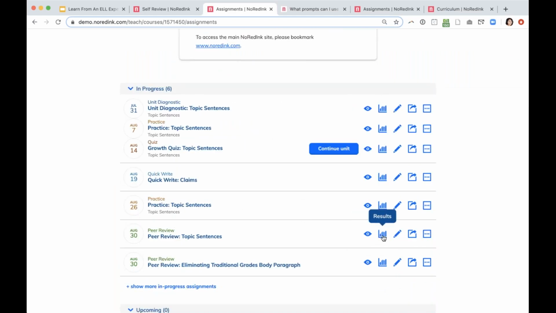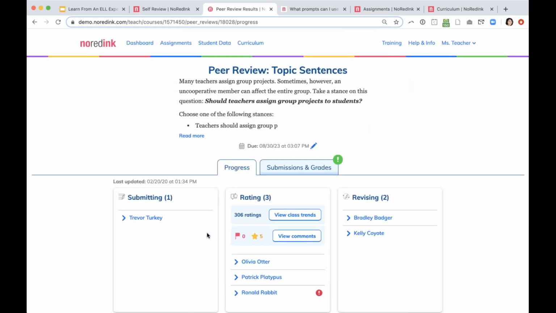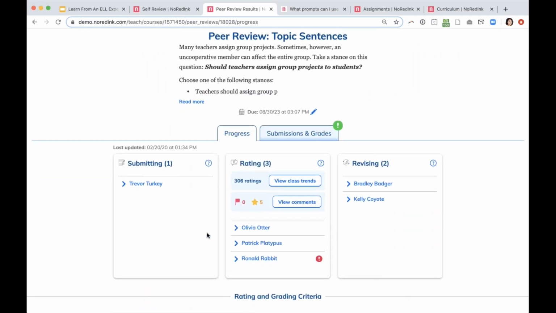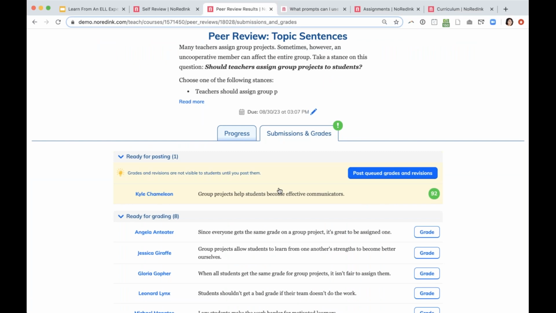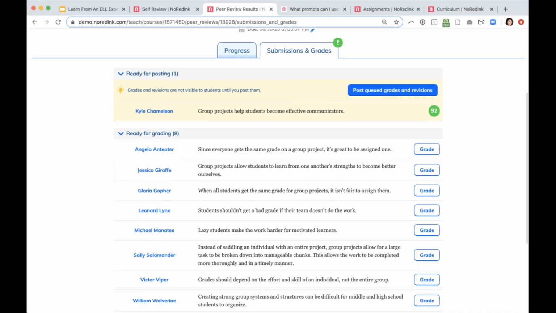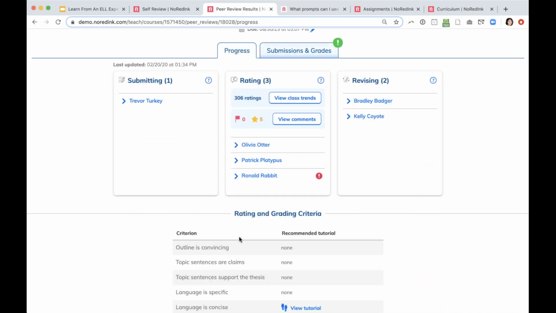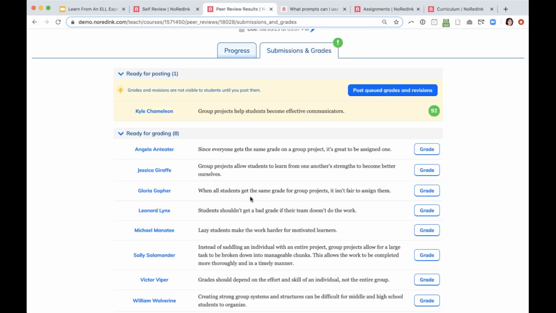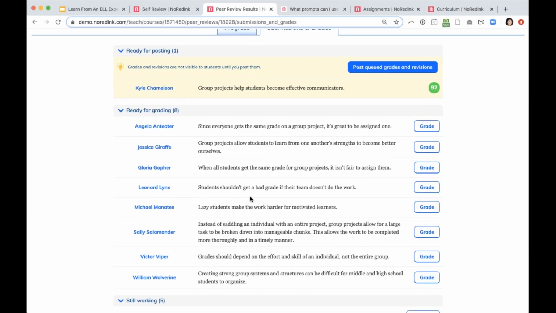Yeah, and looking at that screen we're talking about, here in submission and grades, Ashley, this is what you were referring to, right? That they submit and then you grade it on the spot. Yes. So you're able to toggle between the progress, which shows you where every student is at, and the submission and grades where you can do that.